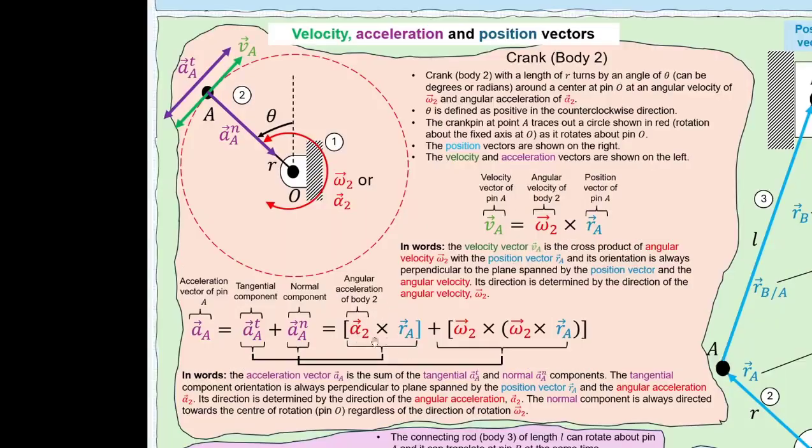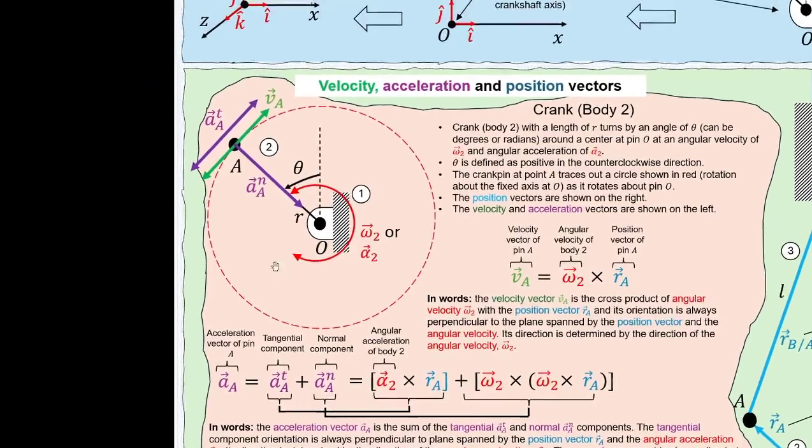The direction of this tangential component is similar to how we establish the direction of the velocity. In other words, if we have the angular acceleration going in the clockwise direction, it will point in that direction, and if it is going in the anti-clockwise direction, it will point in that direction.